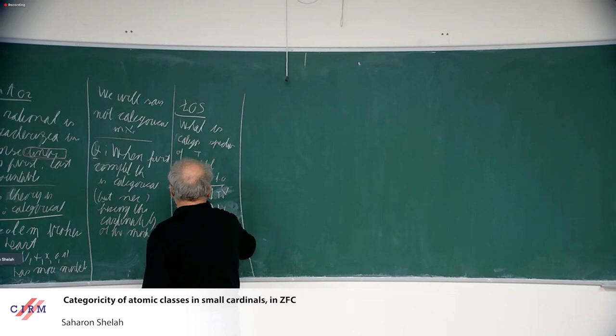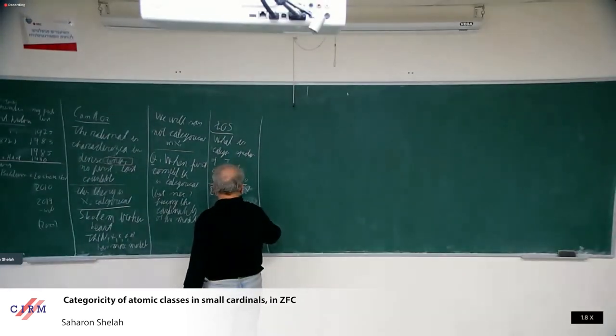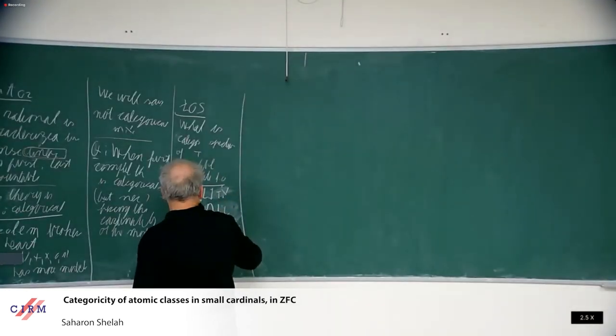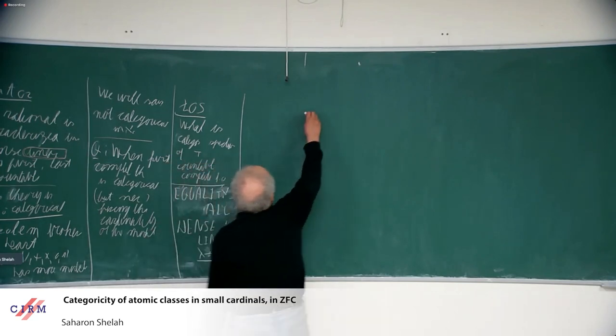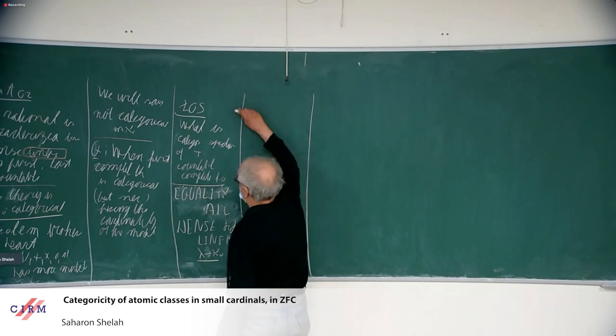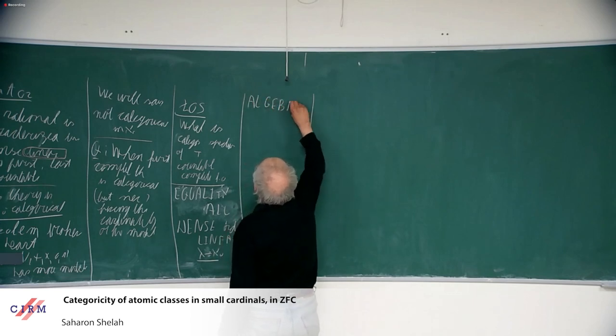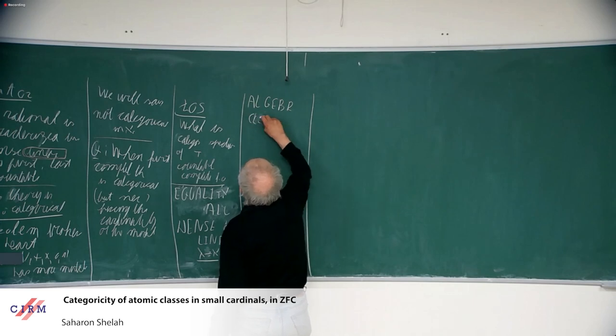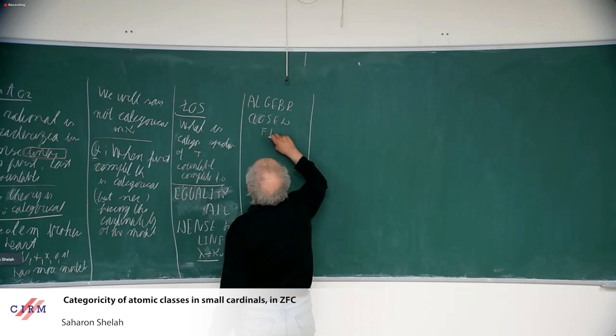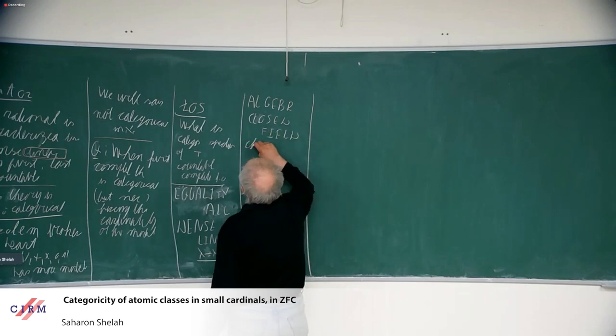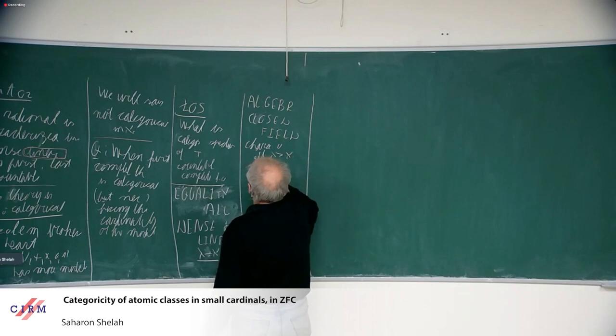Then linear orders: lambda is bigger than aleph zero. Now comes algebraically closed fields, real characteristic, say, zero, or lambda bigger than aleph zero. I don't know what this example is. They combine.